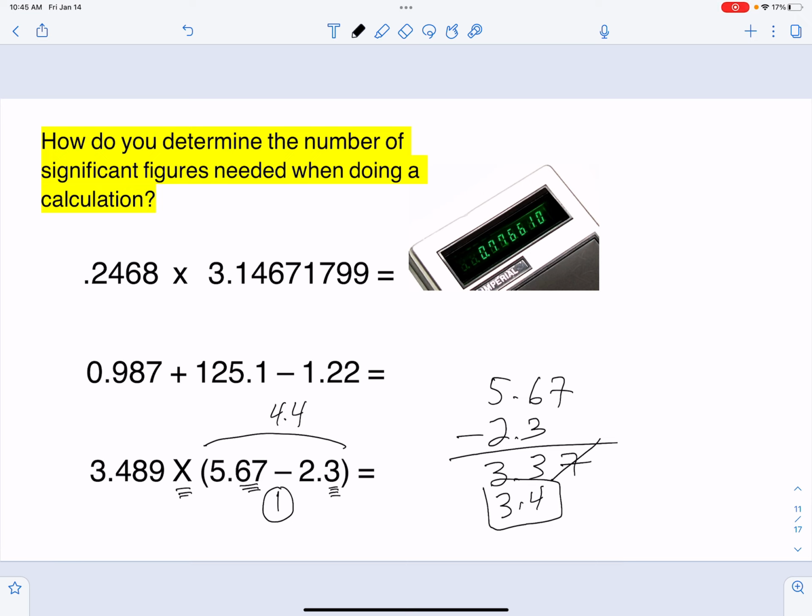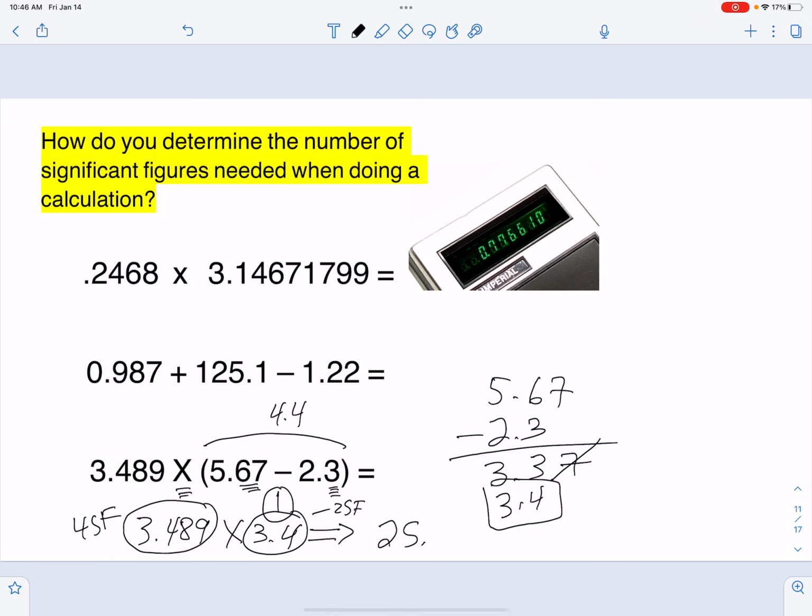But hold on, do not do anything yet. So now it's going to be 3.489 times 3.4. So my result is going to be 4 significant figures multiplied by 2 significant figures. So my result is going to have the least amount, 2 significant figures.